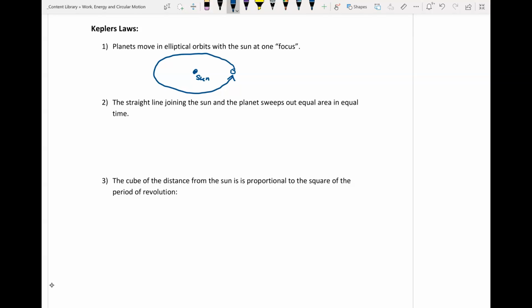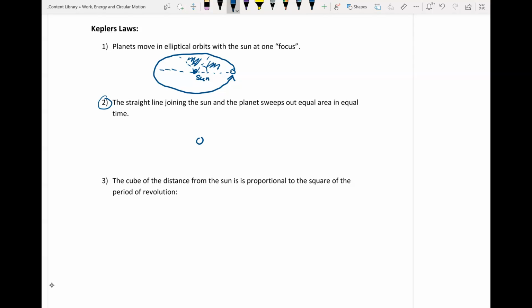And also, the distance between the sun and a planet is the radius of the orbit. And these are other radii to describe our elliptical orbit. And the areas between each of these are going to be the same, as indicated in the second part of the law. So it states the straight line joining the sun and the planet sweeps out equal area in equal time.